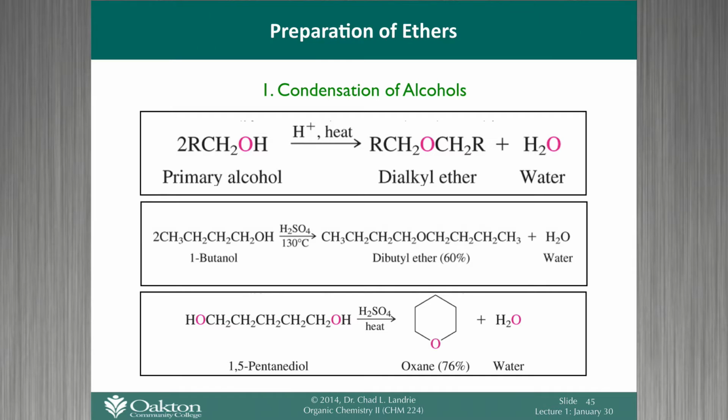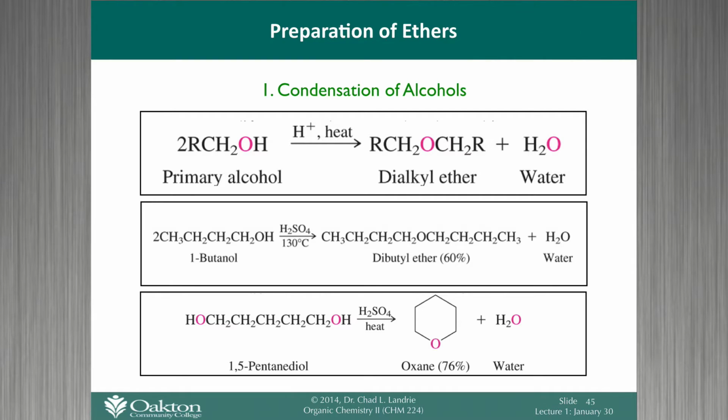In a specific example here in the middle, we can see that if I start with two molecules of 1-butanol and use sulfuric acid as my catalyst, I get dibutyl ether as the product. The butyl groups on each side came from the butyl group in 1-butanol, and again, water as my byproduct.